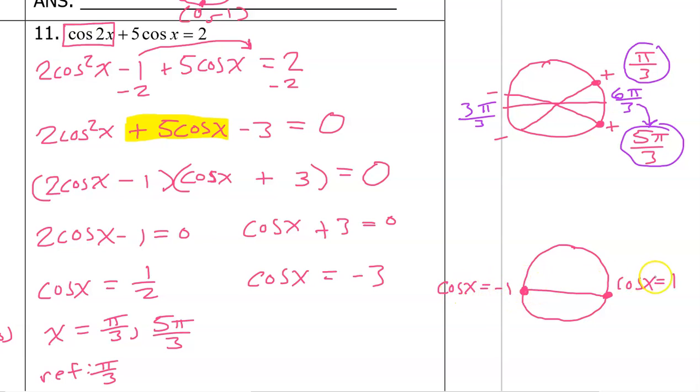So cosine has a maximum and a minimum of positive 1 and negative 1. There's no angle that will ever give us a cosine of negative 3. Okay, this has no solutions, so we will just ignore it. So the only two solutions are pi over 3 and 5 pi over 3.